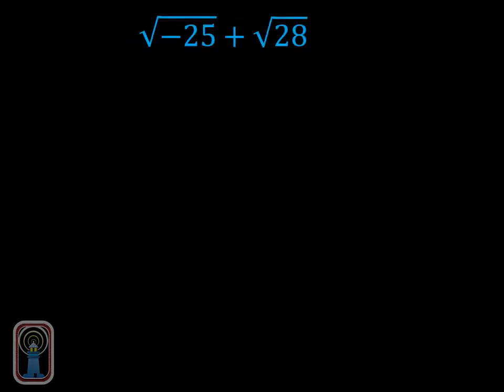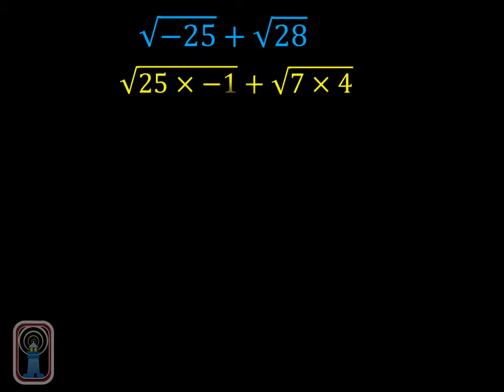Our final example today is the square root of negative 25 plus the square root of 28. Again, we have to simplify both radicals. The square root of negative 25 can be broken up into 25 times negative 1, and the square root of 28 can be broken up into the square root of 7 times 4.